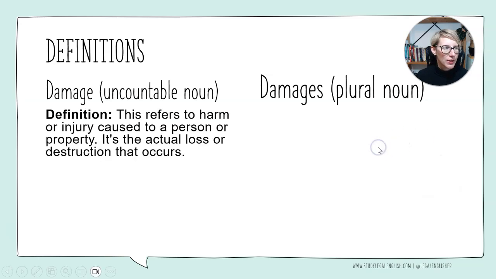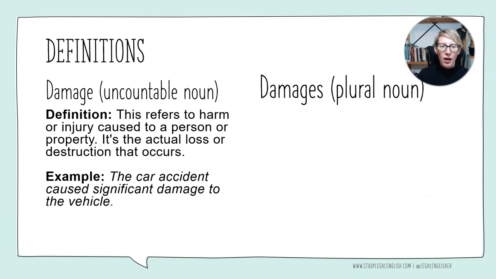Let's look at the definitions. Okay, so the definition of damage, uncountable noun, this refers to harm or injury caused to a person or to property. It's the actual loss or destruction that occurs. It's the damage, the harm, the injury, the loss. An example sentence is the car accident caused significant damage to the vehicle. The vehicle got broken, got smashed up. Okay, so there was damage, there was harm, there was loss. So in this case, we use damage.